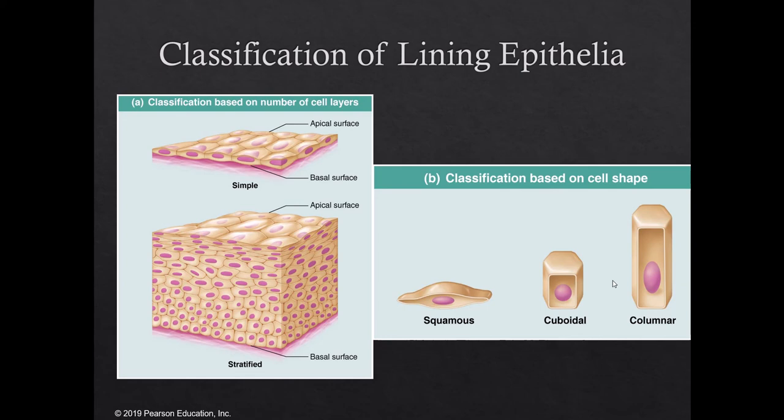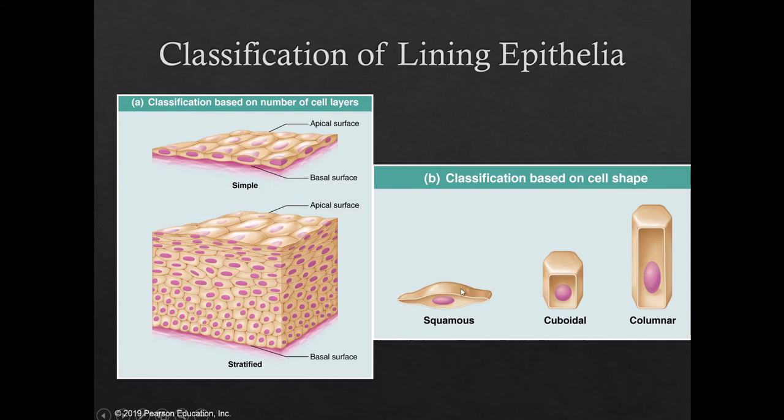Squamous cells are flat and scale-like. Cuboidal cells are boxy, right? They're like cubes, hence cuboidal. And columnar cells are tall rectangles. In the squamous cells, the nuclei tend to get flattened out because the whole cell is pretty flat. In the cuboidal cells, the nuclei will be pretty round, and then in the columnar cells, the nucleus tends to get a little elongated.